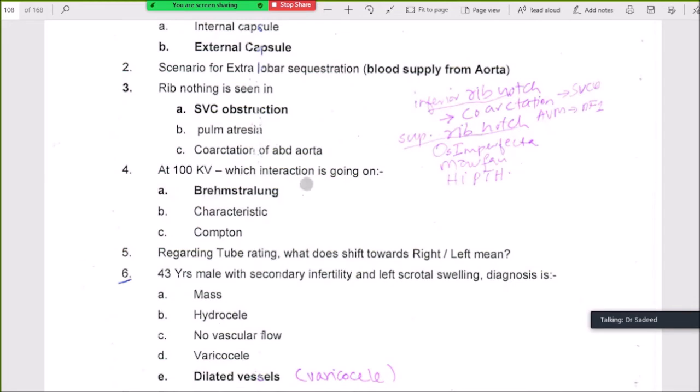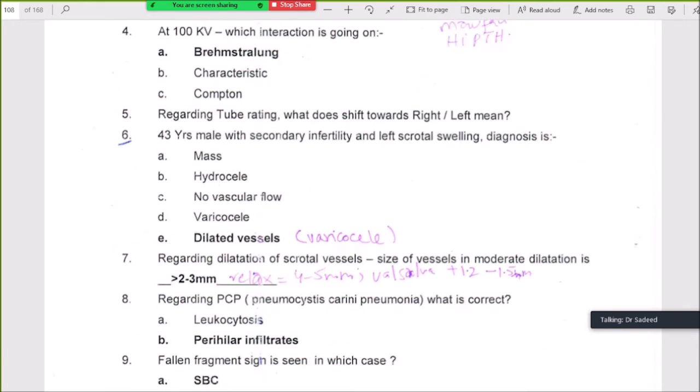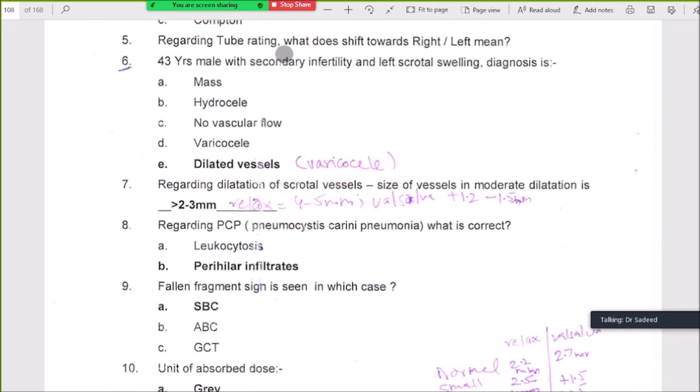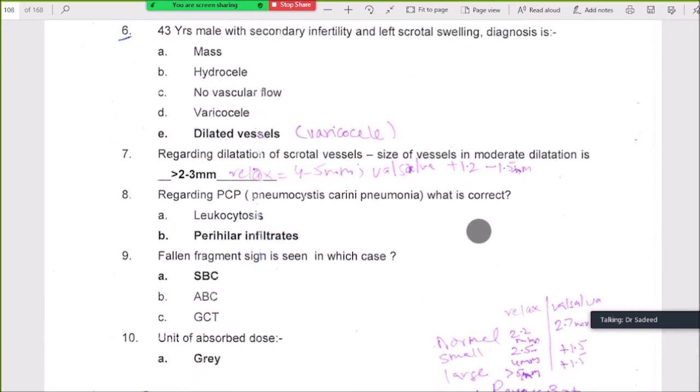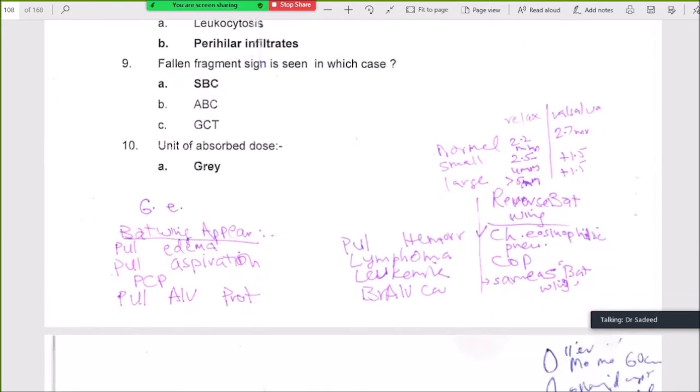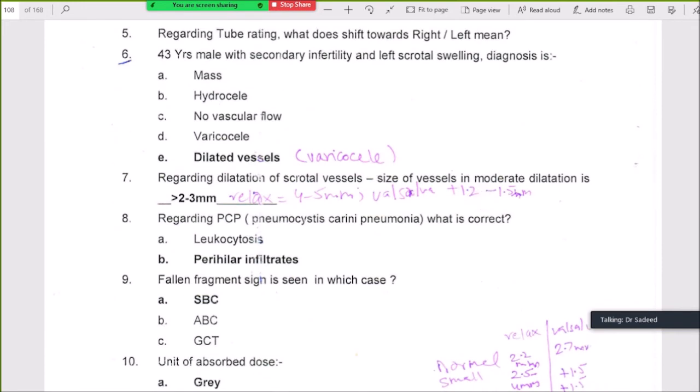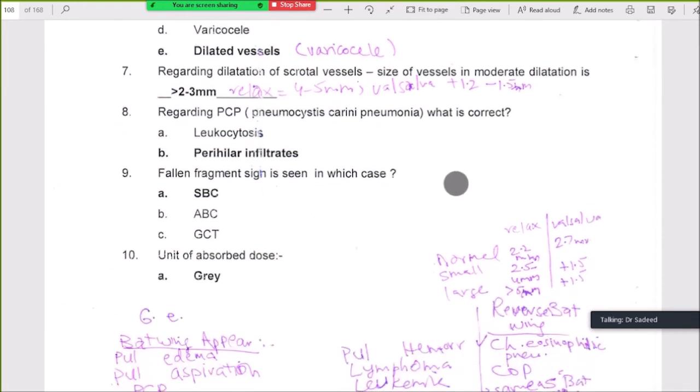Question number 4. At 100 kV, which interaction is going on? Abraham Solomon. Question number 5. Regarding tube reading, what does shift toward right or left mean? Question number 6. 43-year-old male with secondary infertility and left scrotal swelling, diagnosis is varicocele or shows dilated vessel. Question number 7.